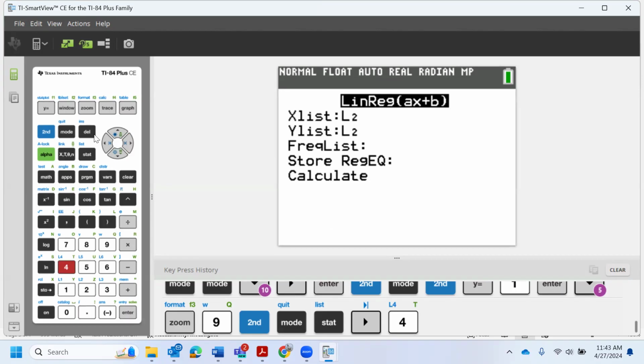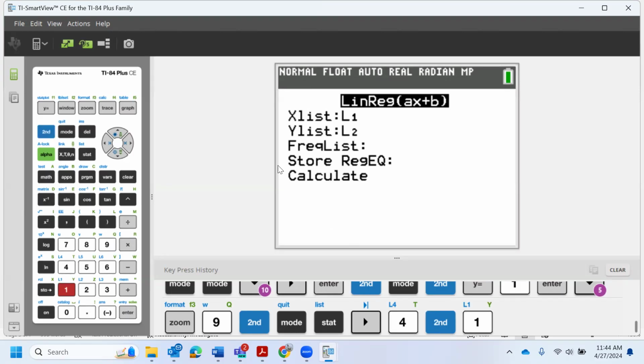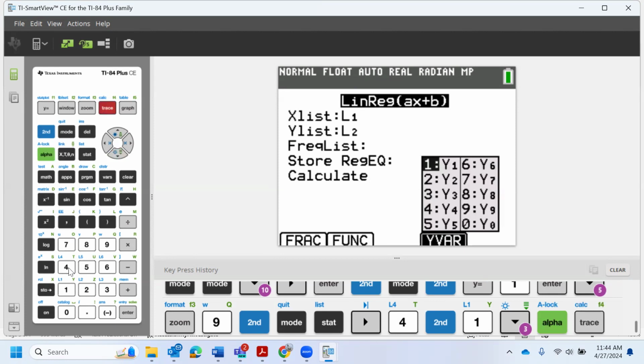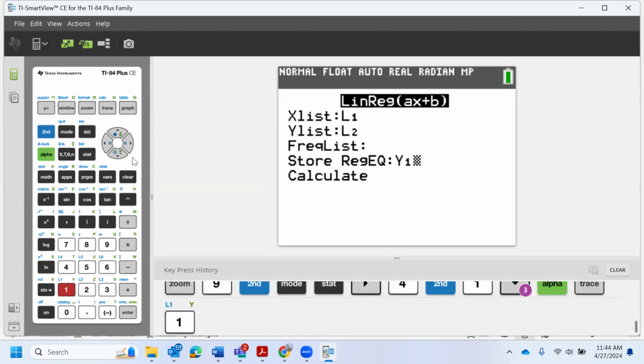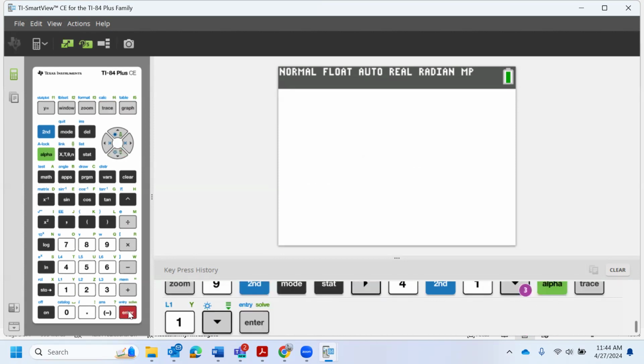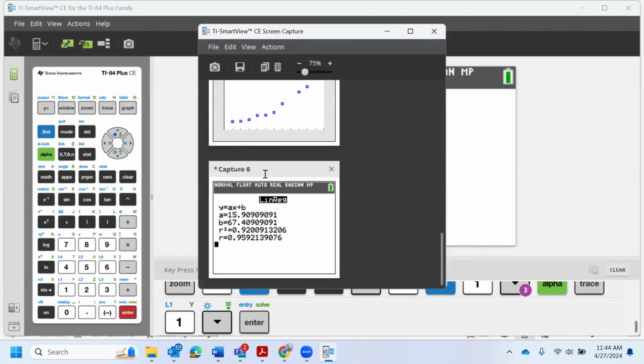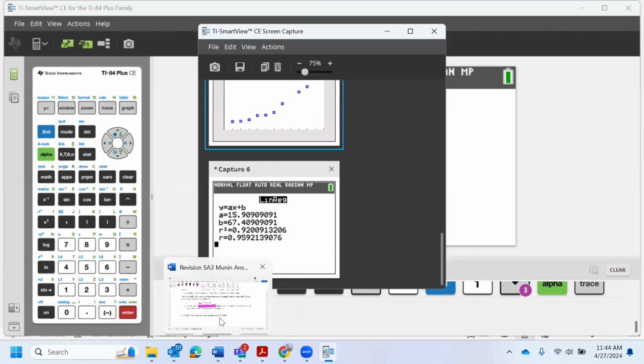Why is it all L2? Second, X list must be the independent one, L1. Y list is L2. Frequency is not needed. Then I'm going to use store alpha trace 1. Calculate. Okay, so I got these values. Let me just put it in.